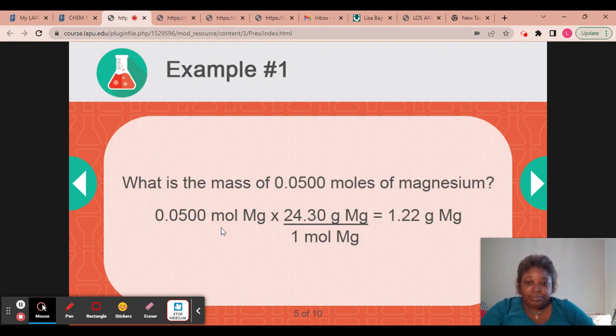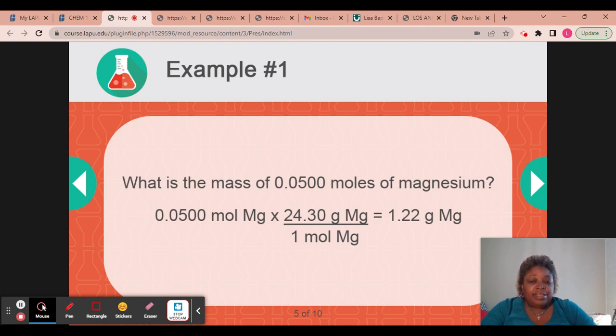And so if we start out with this problem, what is the mass of 0.0500 moles of magnesium? We would start with 0.0500 moles of magnesium times 24.30 grams of magnesium over 1 mole of magnesium. We're going to multiply the two numbers that are on top. We would divide whatever's on the bottom of your conversion factor. Because what's on the bottom is 1, it's going to give us the same number. And so we get 1.22 grams of magnesium.